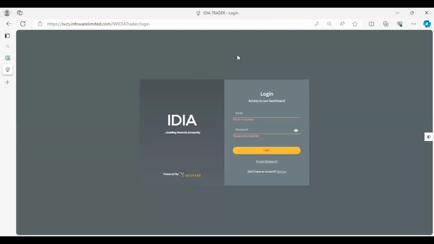So first of all, if you don't have an account with IDIA Trader, it's a simple sign-up process. Just a quick one, your email, your password. And then once you have that set up, the next thing for you is to choose any of your preferred broker on the list. And then you can basically go ahead and trade.